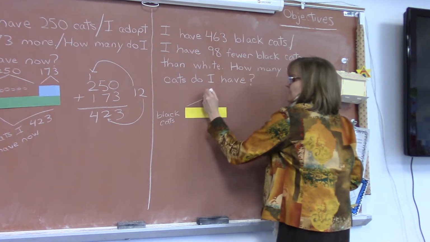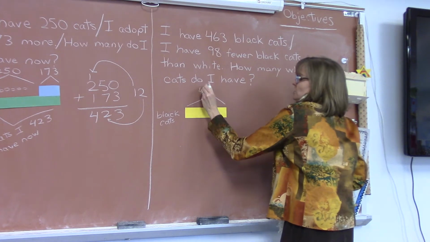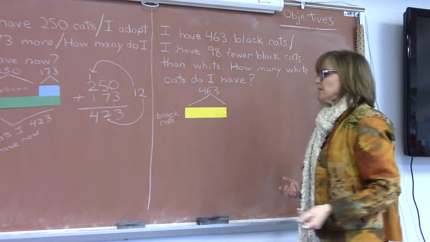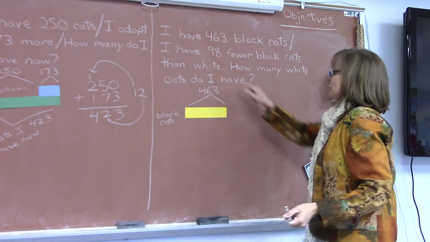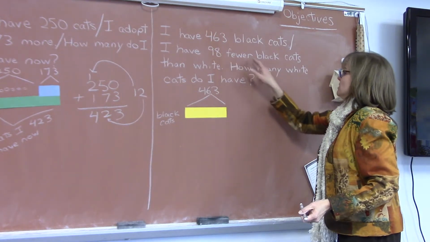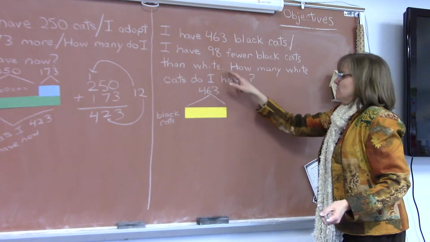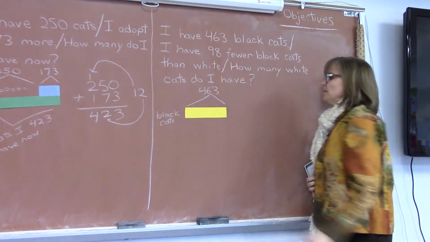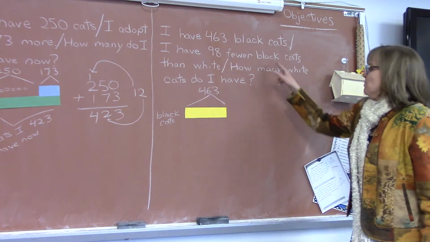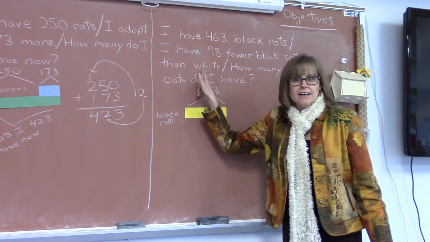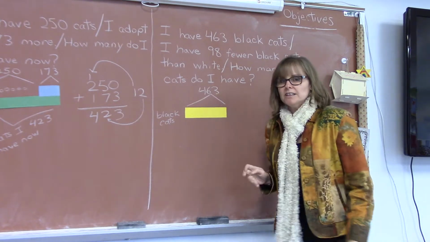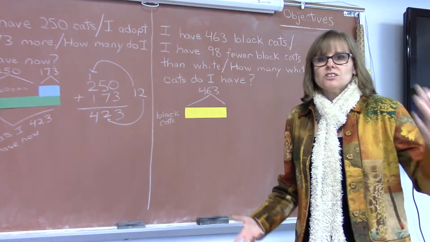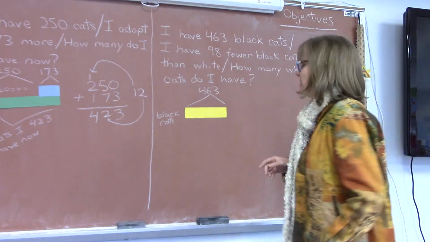And how many black cats do I have? I have 463. Now I can move on to my next piece of information. I have 98 fewer black cats than white cats. Now, that's our next piece of information. And I want to make a bar model to show the white cats, but I have a problem right now. The bar model is going to help me to see whether I have more black cats or white cats, and I still haven't figured that out yet.